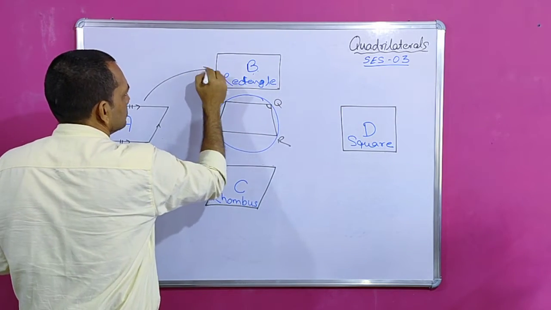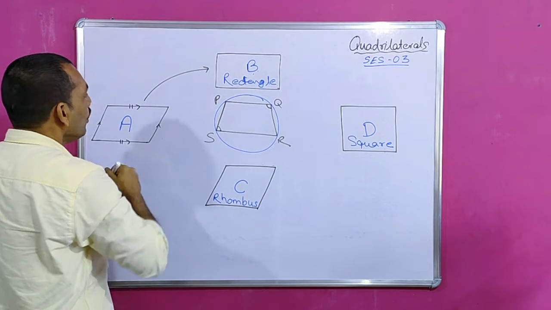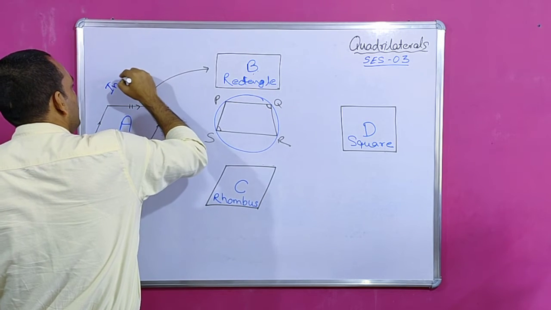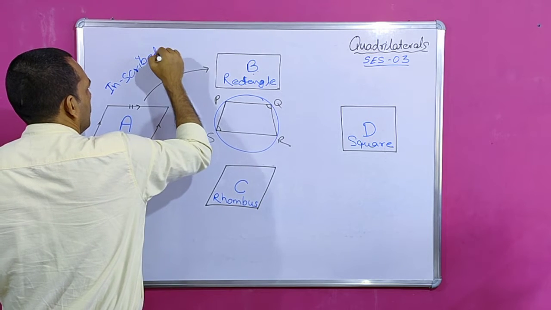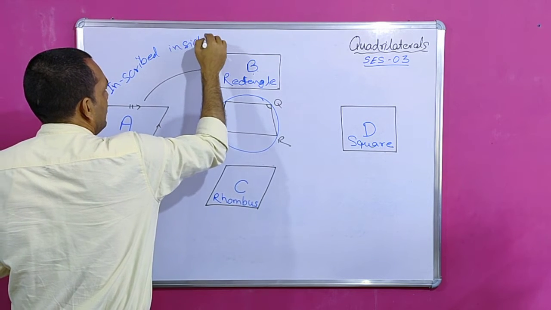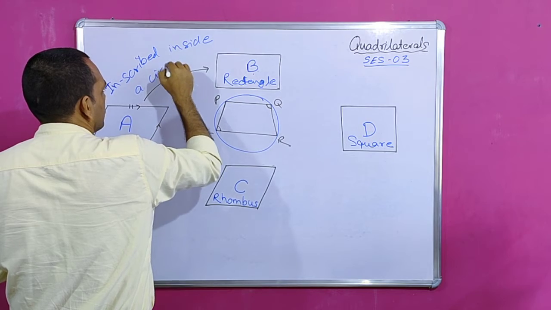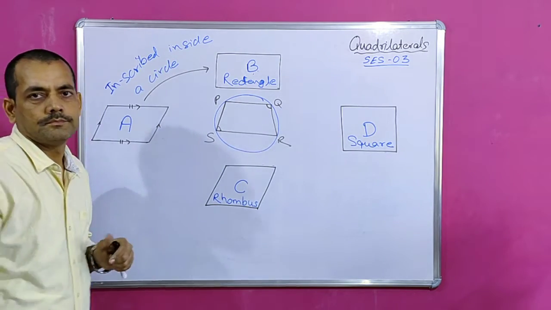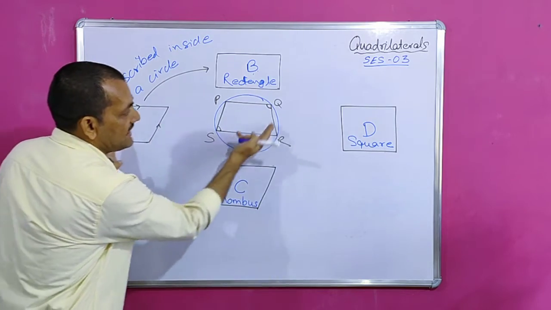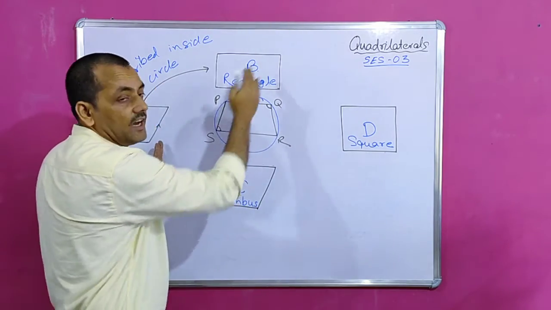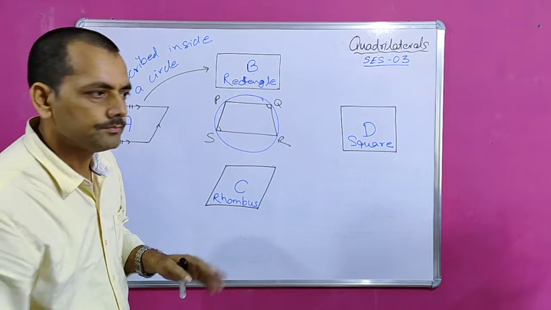So, inscribed inside a circle. Is it clear? If a parallelogram is inscribed inside a circle, it is a rectangle. Any doubt? No. Okay.